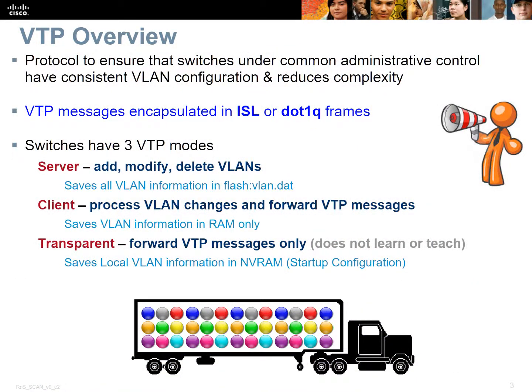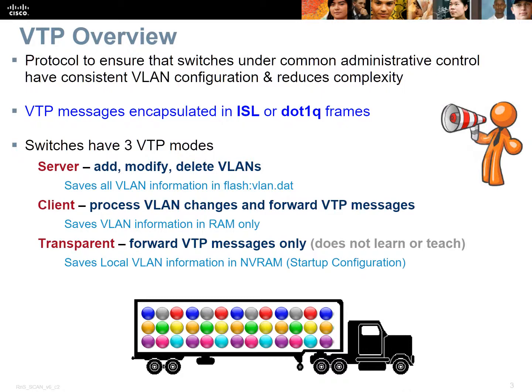There are three main modes. You've got server mode, and the server can add, modify, delete, rename, all the things you'd expect a server to be able to do. You have a client. The client can only learn. He can learn from the server, and he can forward VTP messages between two other switches. And the final one is transparent. Transparent will forward VTP messages from switch to switch, but he will not learn new information, and he will not teach other switches information. He will just pass VTP information on to the next switch.